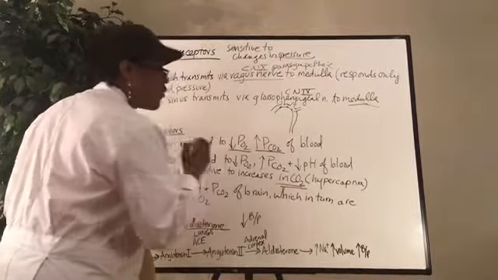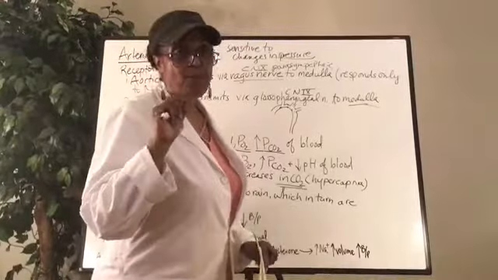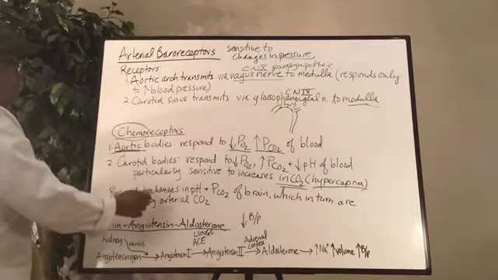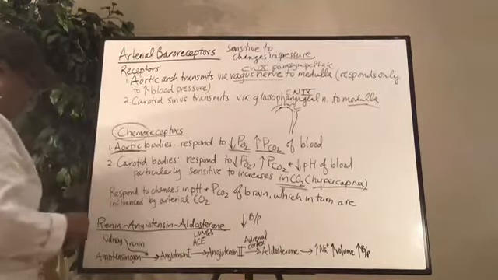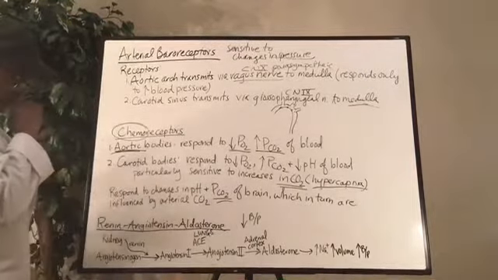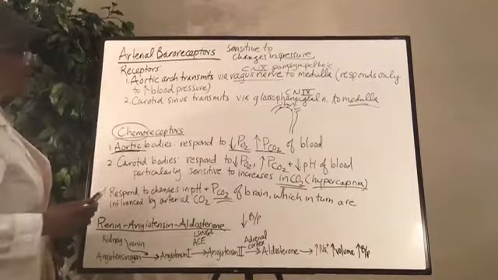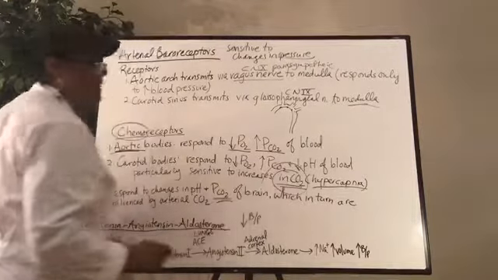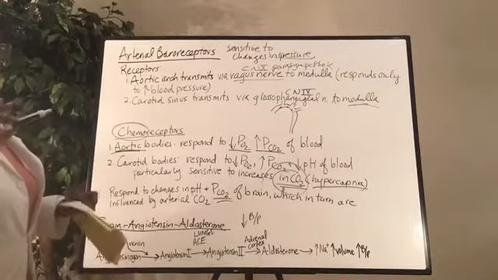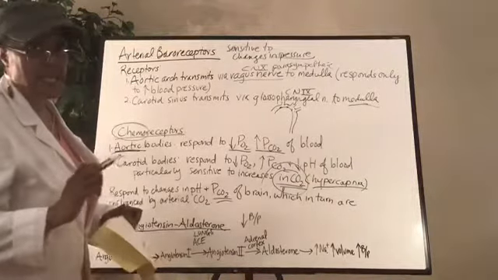I want you to remember that the carotid bodies are particularly sensitive to increases in carbon dioxide, and that's called hypercapnia. The chemoreceptors respond to changes in the pH and partial pressure of carbon dioxide of the brain, which in turn are influenced by the arterial carbon dioxide. So we really do look at carbon dioxide in the blood when we're looking at the chemoreceptors. Carotid bodies do also take into account a low pH, which means acidity.